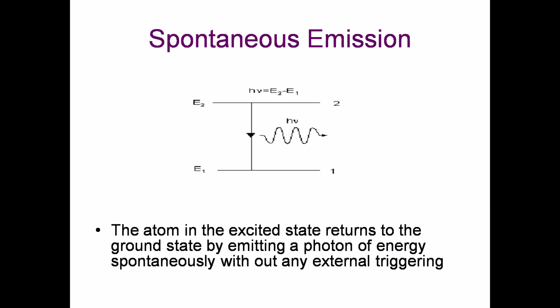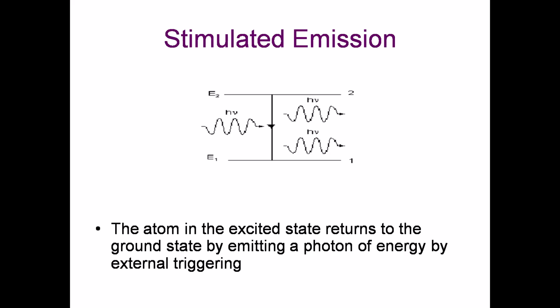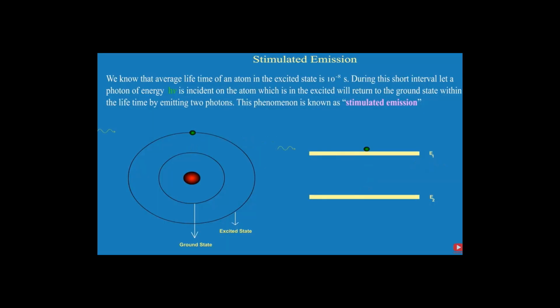Spontaneous emission. The atom in the excited state returns to the ground state by emitting a photon of energy spontaneously, without any external triggering. Stimulated emission. The atom in the excited state returns to the ground state by emitting a photon of energy by external triggering.